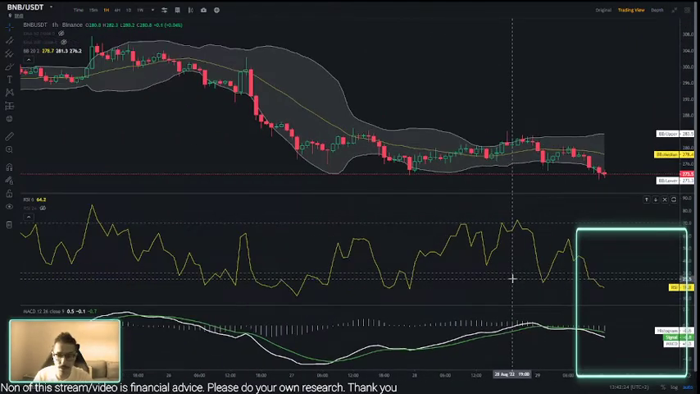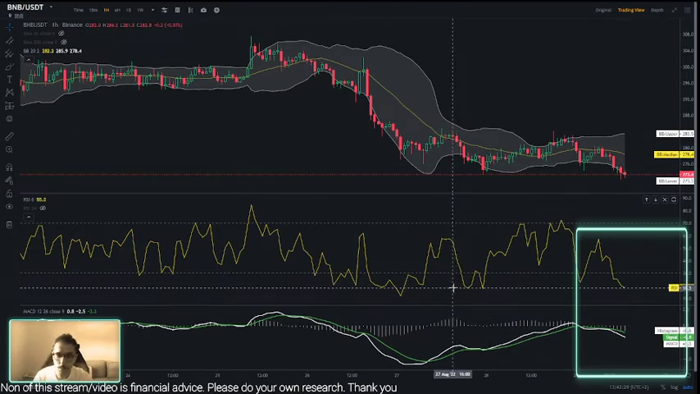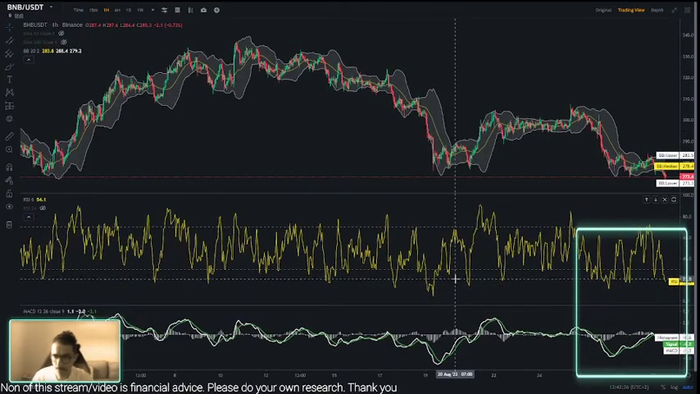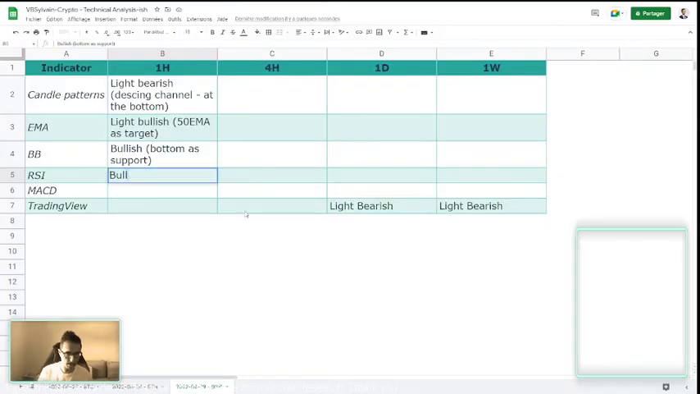That's a good entry point. And if we look at the history chart, we see that historically 18 is a good, if I zoom out even more, 18, which is around here, is a pretty good rebound point for BNB. Afterwards, we should go up at least on the RSI and maybe on the overall price action. So let's go for bullish, definitely.